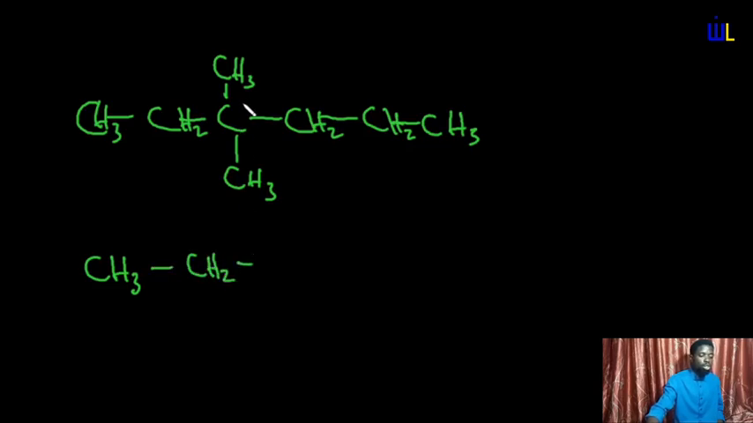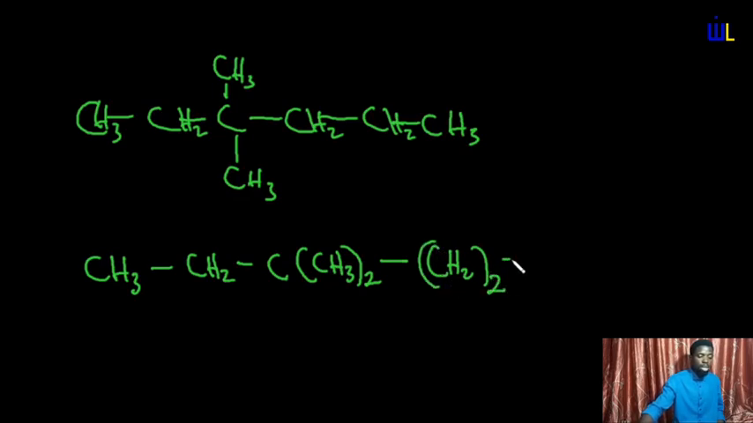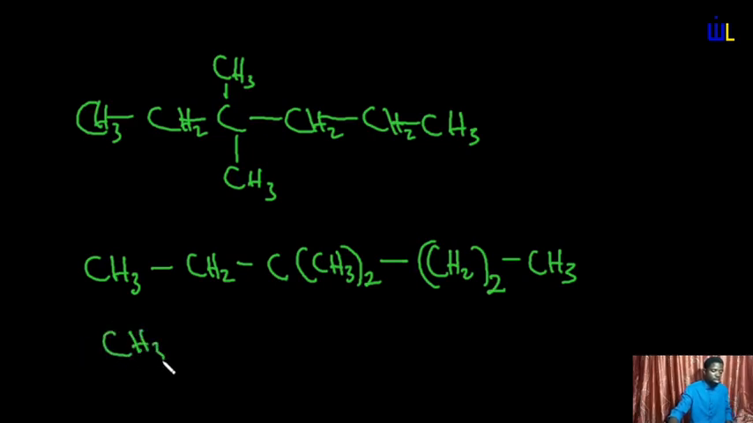Now, we now come to this point. I notice two common things, so I just write my carbon and then put the commons in a bracket, CH3, bracket 2. Now, I also notice that this and this is common, so what do I do? I put them together. So this is going to be CH2 times 2 and then end it with CH3. So if I'm to spread this out, I'll write it as CH3, CH2, then this C.